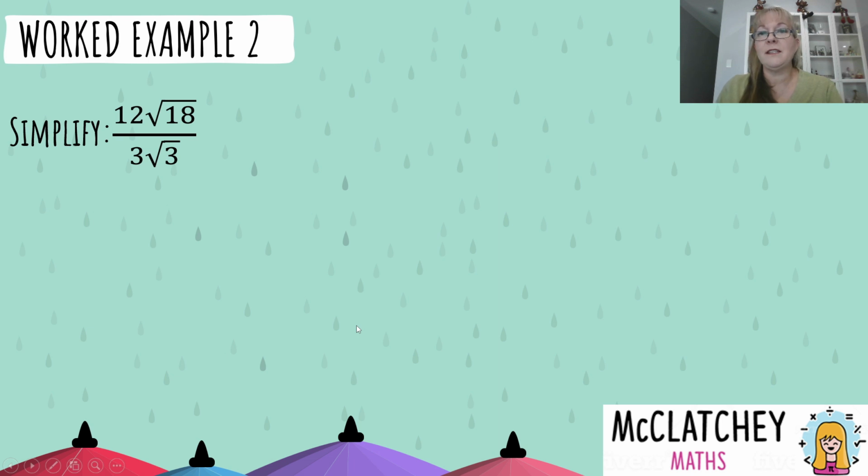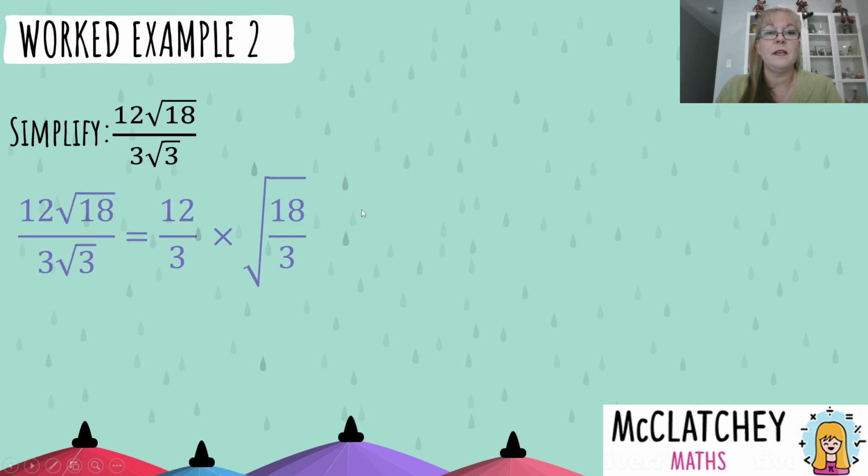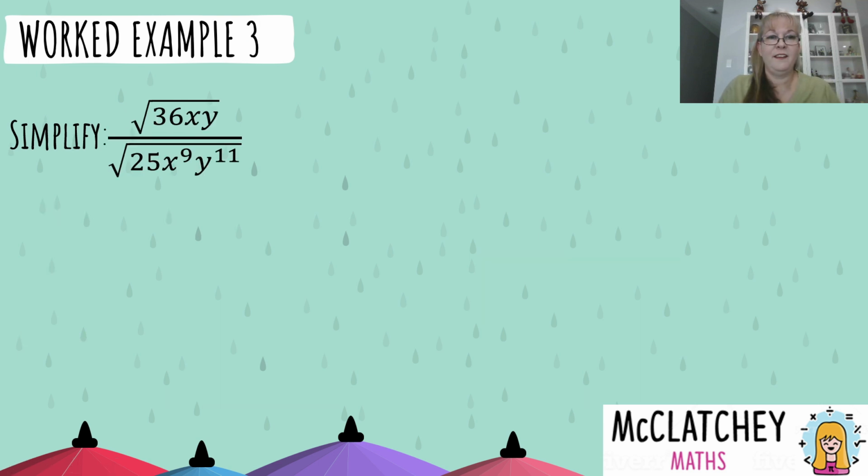Here's our next worked example, going a little bit more complicated this time. Remember, we can write this now as one big fraction under a square root sign, and this one will be a separate fraction multiplied by the surds. So now I'm going to rewrite that as 12 over 3 times 18 over 3, and I can simplify both of these. 12 divided by 3 is 4, 18 divided by 3 is 6, it becomes 4 root 6.